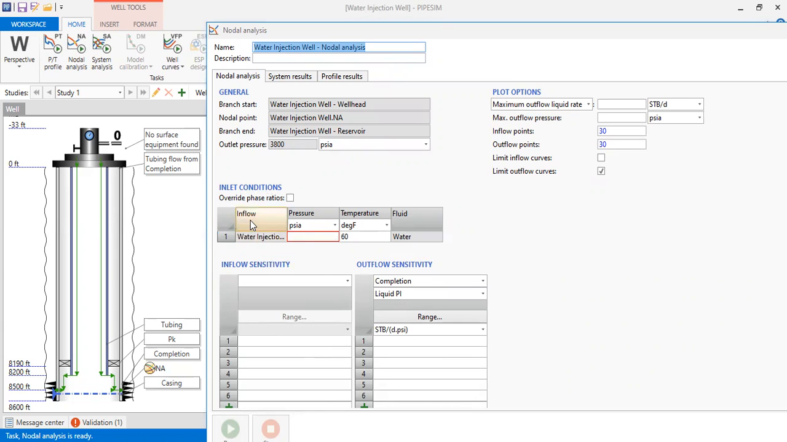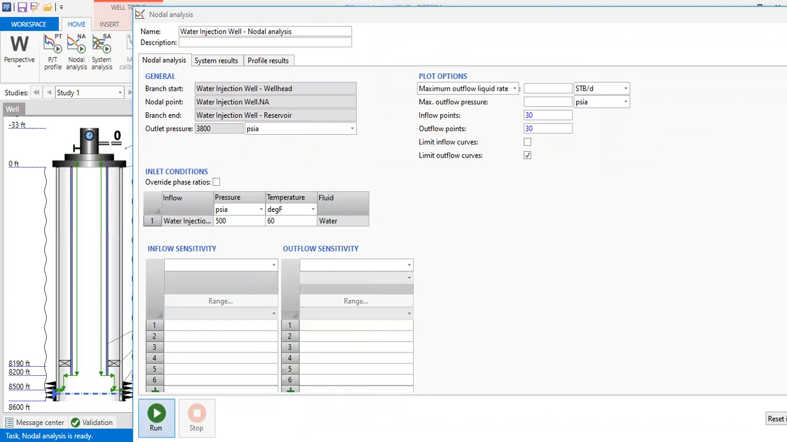So the inflow comes from the water injection well, which is our well. So don't be mistaken here. The inflow is not our reservoir, but our well. And the pressure here is actually our wellhead pressure. Let's say our wellhead pressure is 500. And the temperature is, of course, usually 60 degrees Fahrenheit. Okay, and then we can run.